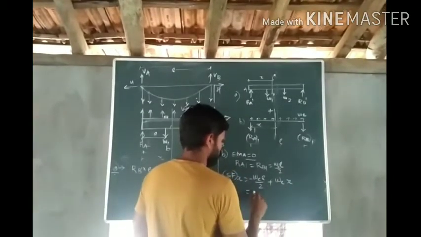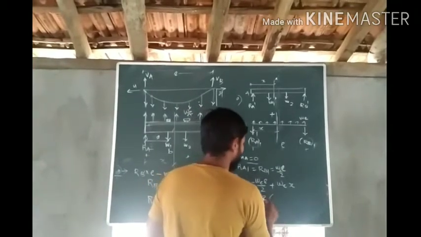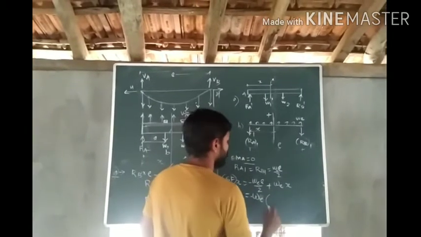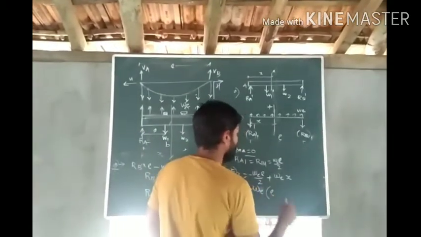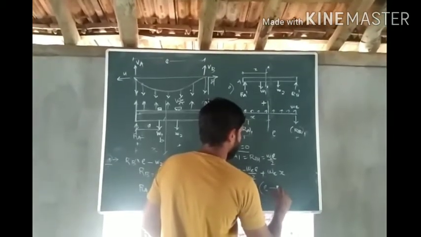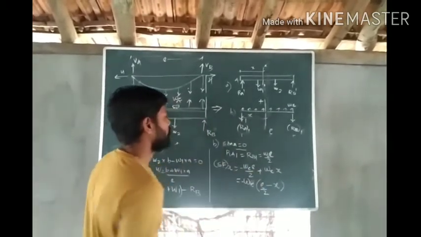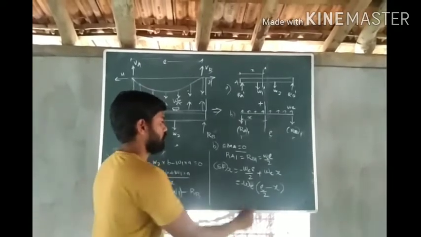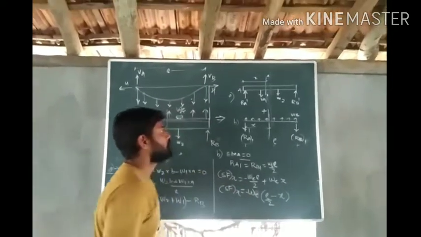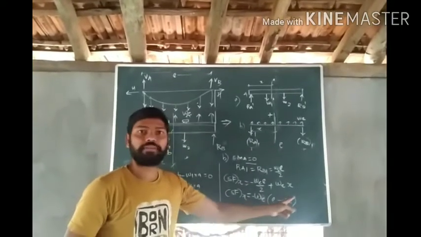so plus. If you take WE or minus WE outside the bracket, this will become L by 2 minus X. Okay, so this is the shear force at X. So for this UDL, the shear force at X is minus WE into bracket L by 2 minus X.